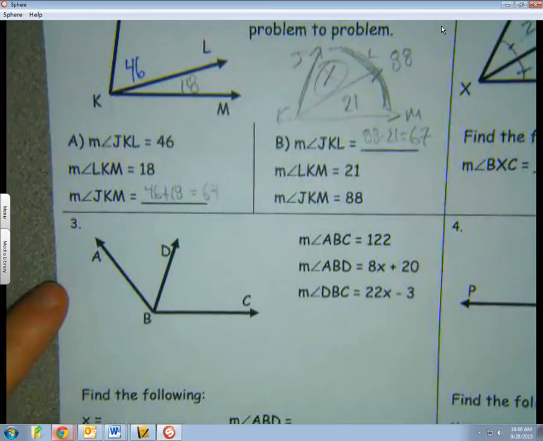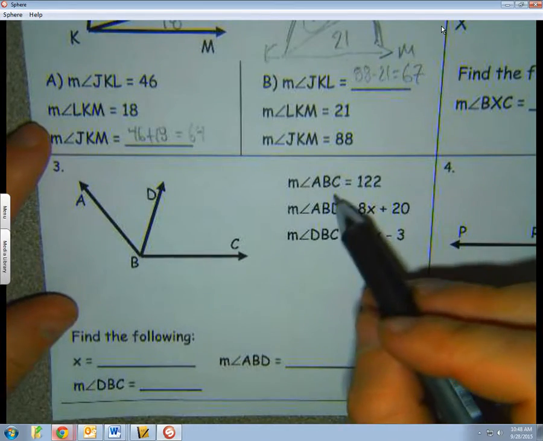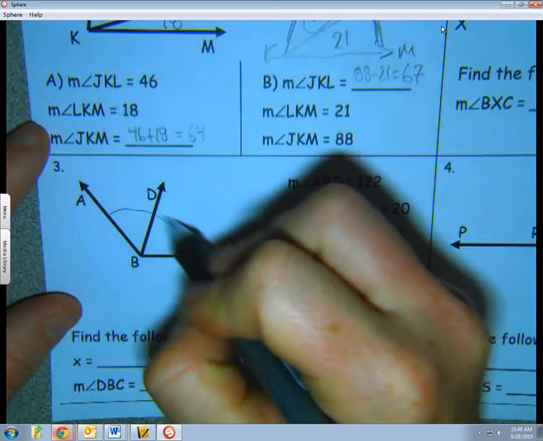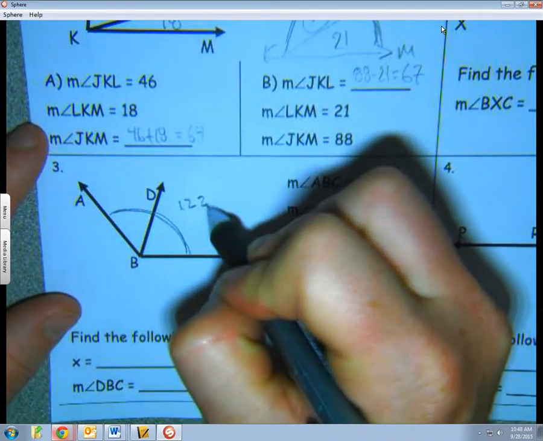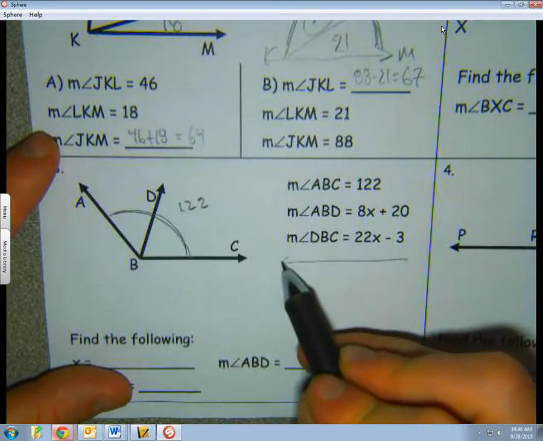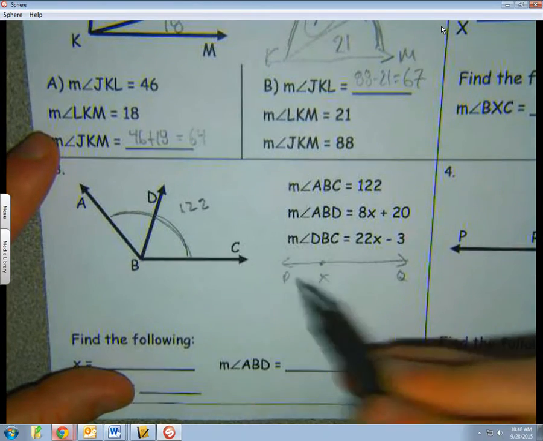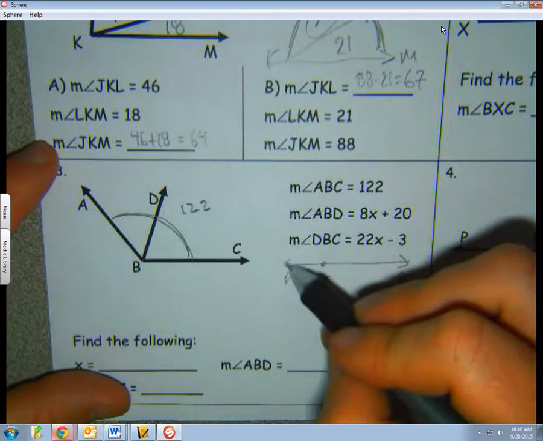And down here, start filling in what we know. ABC, the whole thing is 122. And this is really similar to those betweenness problems we did last chapter. This is like P, Q, and X. Same kind of thing, except now instead of a line or a segment, we've got an angle.